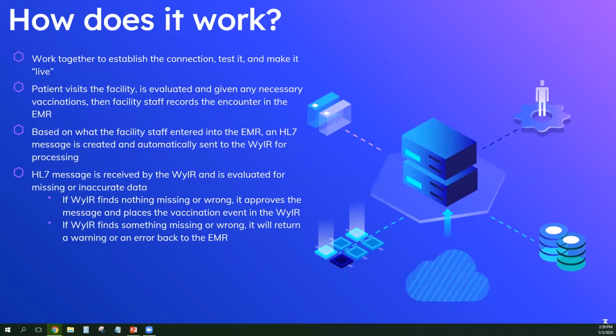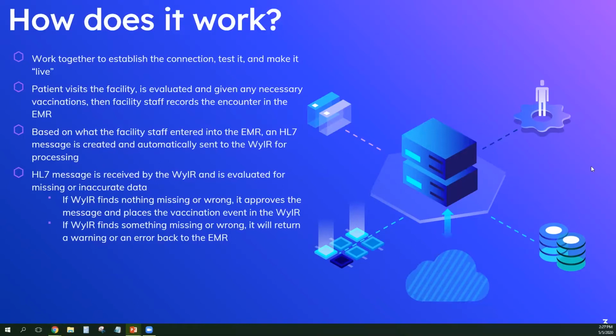In the case of a warning, it does place the vaccination event in the WyIR just like a successful message, but returns that warning message to your EMR to inform staff that the data just wasn't quite up to par. So a good example of this would be if the patient's race was unrecognized. So for some reason, your system sent a race that our system couldn't read. And since this doesn't much impact the actual vaccine information, we accept the message on that basis. But we return a warning to you that says patient race was unrecognized so that you then have that information and can possibly correct any problems that are causing it.